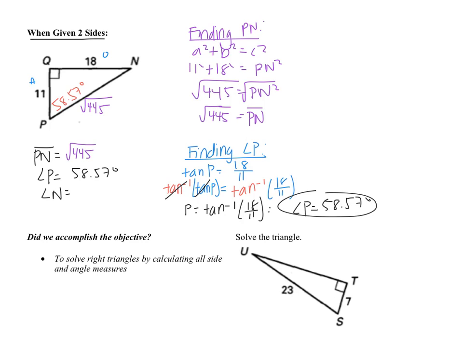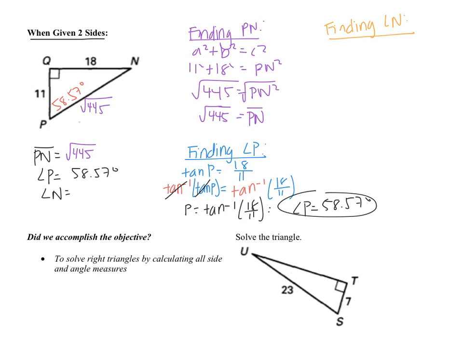Okay, so then at this point we have one other angle to find. We have to find angle N. So in order to do that, I'm going to have to set up another trig ratio. I could use the triangle sum theorem, so I could take 180 and subtract 90 and subtract the 58.57. The only issue if I do that is that if I found angle P wrong, I'm going to find angle N wrong as well. So right now I'm going to find angle N, so I'm going to set up another ratio.